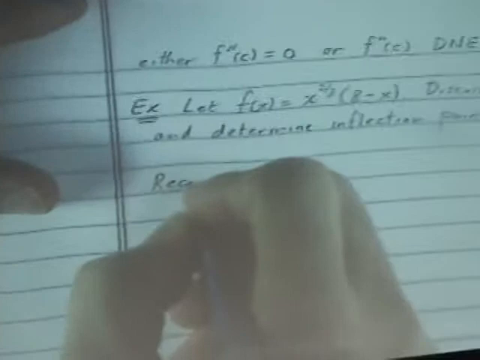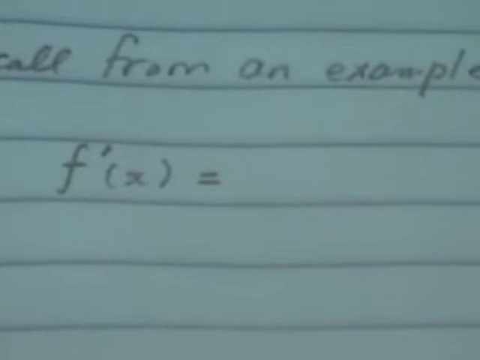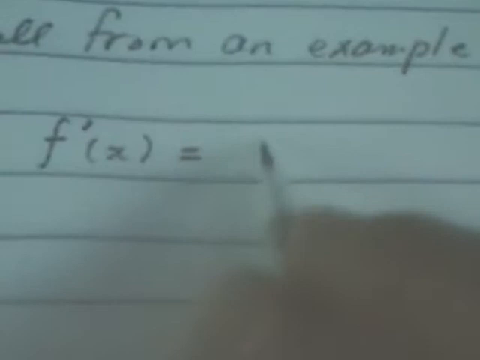So, this would have been 3.3. What was the derivative? And don't give me the simplified version. Give me the unsimplified version. Two-thirds x to the negative one-third times a minus x plus x to the two-thirds. Minus x to the two-thirds.